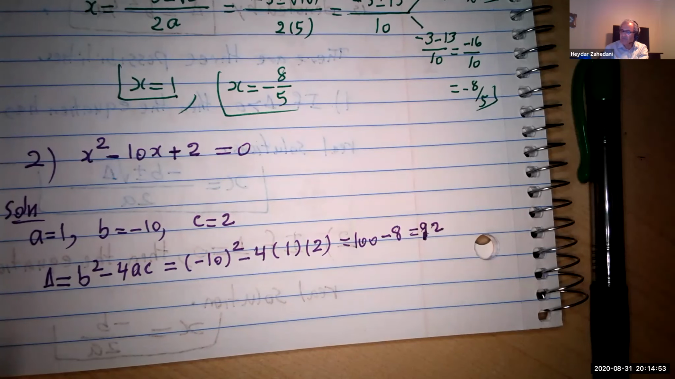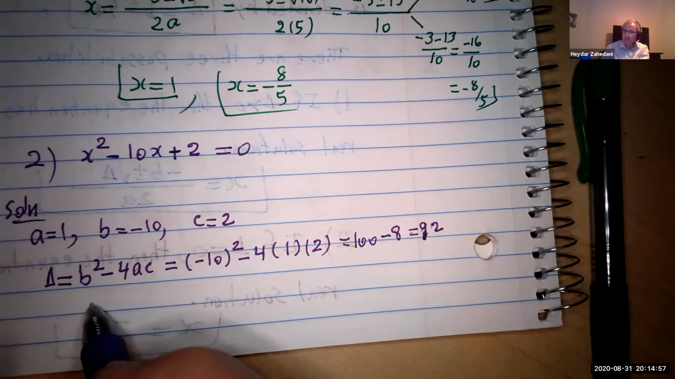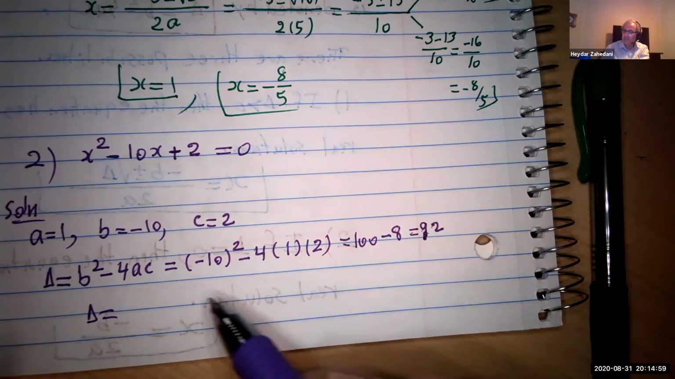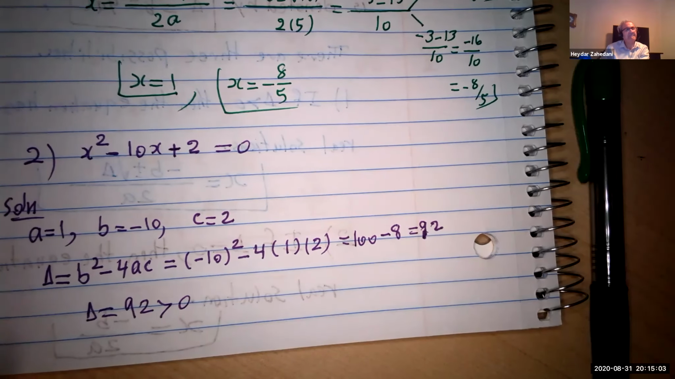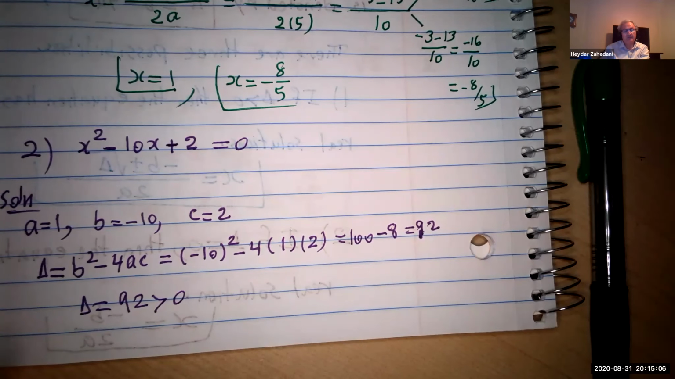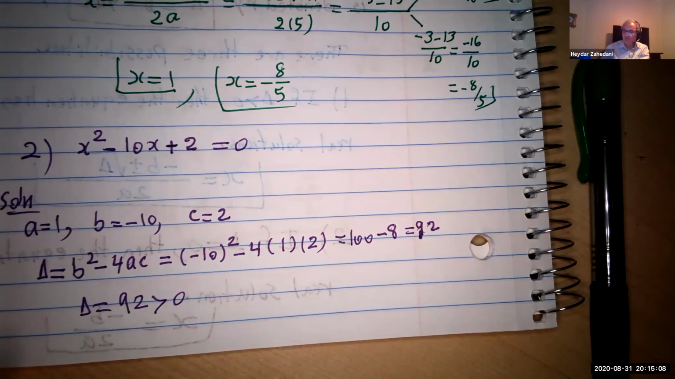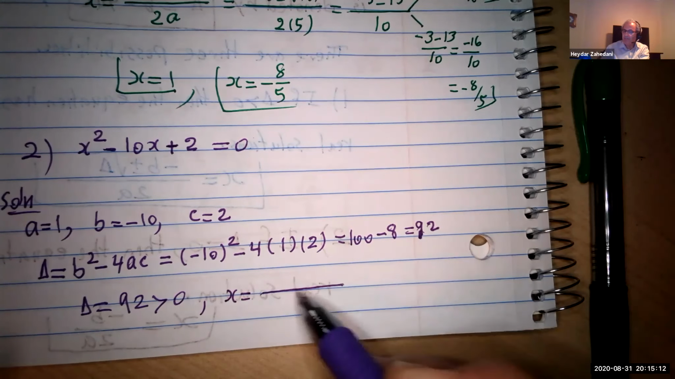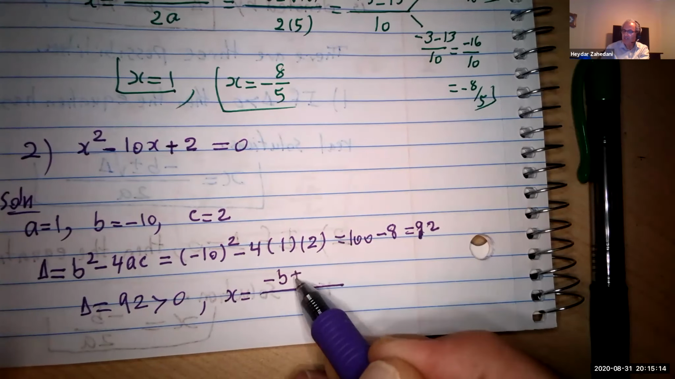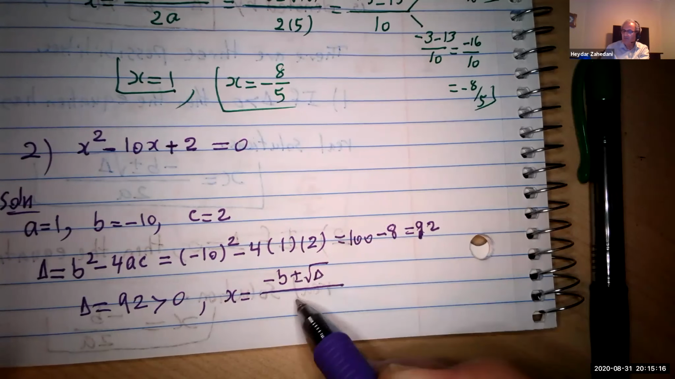Okay, so that's going to be the one. So it's not a nice number, it doesn't matter. It's positive. Okay, it's positive. So you continue, although it's not a perfect square. So you continue, so your x simply is going to be negative b plus or minus radical delta over 2a.